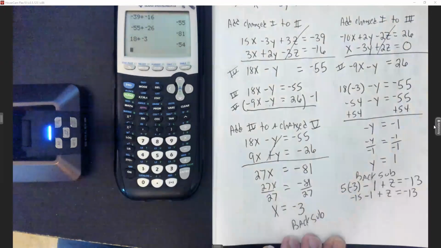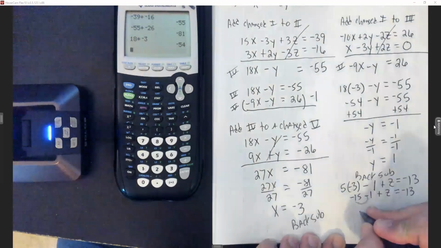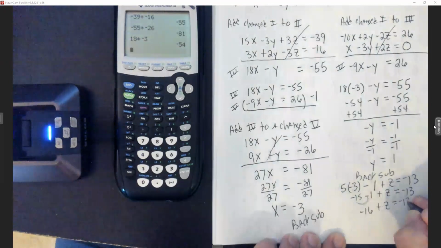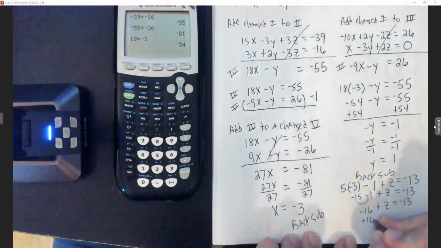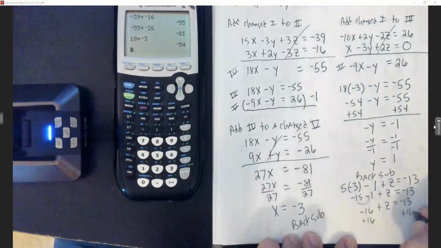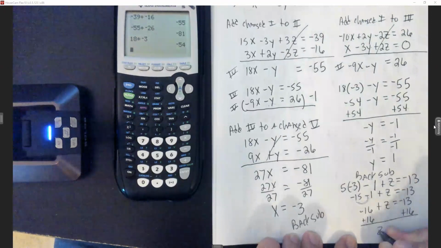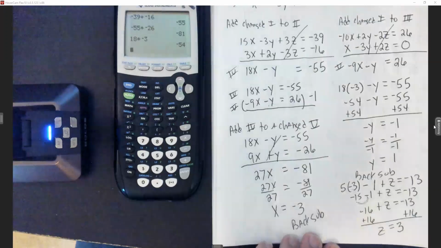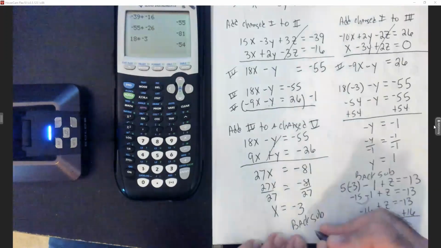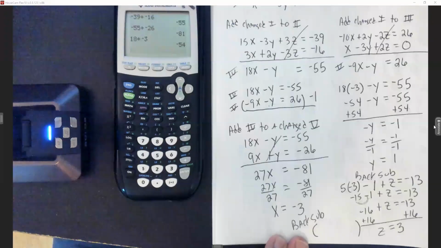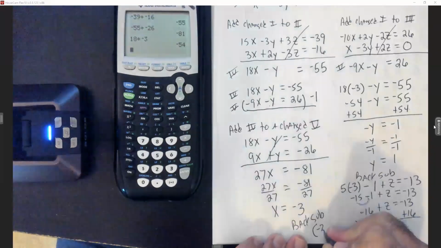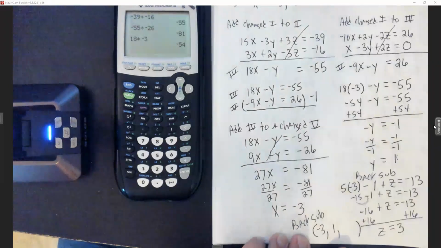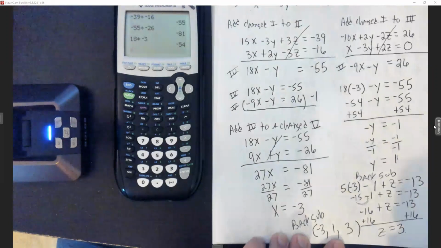I'm going to add the like terms. So negative 16 plus z equals negative 13. And then the final step, add 16 to both sides. So that z is going to equal negative 13 and 16 is a 3. So let me put my answer right here. So my x was negative 3. My y was a positive 1. My z was a positive 3.